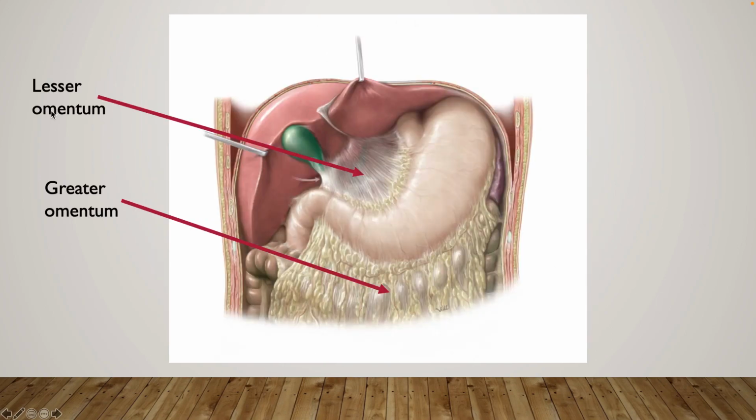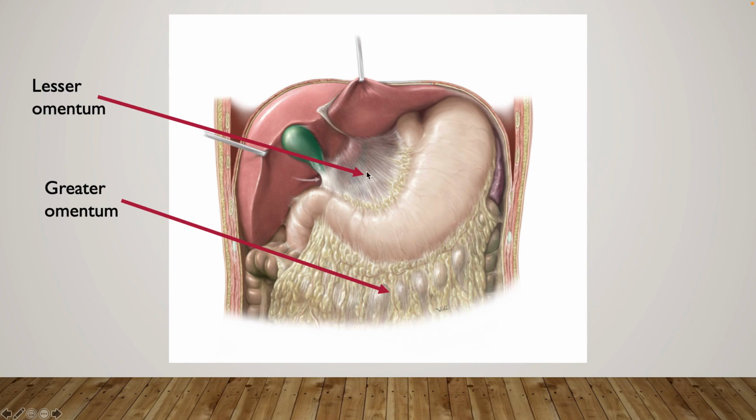So we also see our greater and lesser omenta, omentum being singular. We have this large drape-like structure coming from the greater curvature of the stomach, draping down over part of our large intestine, our transverse colon, and then our small intestine. This is the greater omentum, and then you also see a lesser omentum here attached to the lesser curvature of the stomach and the inferior aspect of the liver.